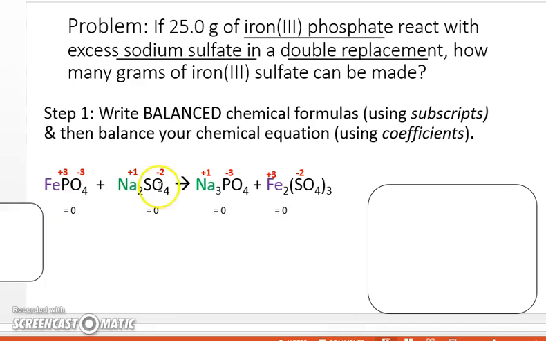Okay, so now that I've balanced all of my formulas, then I would go back and check that I have a net charge of 0 on each of them. And I do. And so then I would start to balance my chemical equation with coefficients.